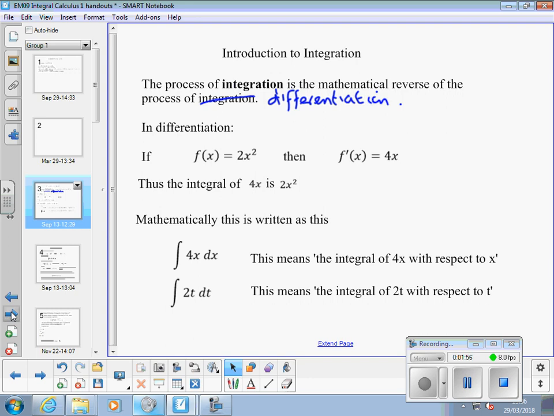Mathematically, the integral is written like that. That's the integral dx. That means the integral of 4x with respect to x. That means the integral of 2t with respect to t. So that's the mathematical notation, and that's the symbol. I've never come across that symbol before, or seen it but didn't know what it was. That means the integral of.